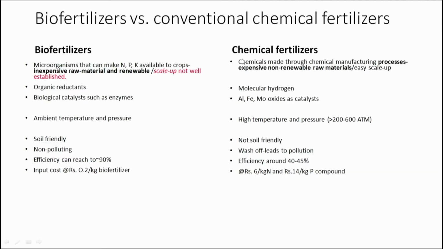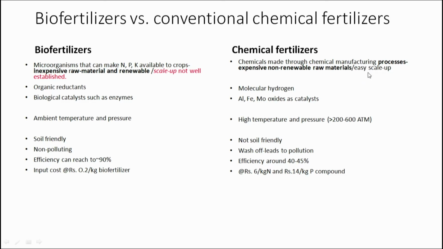The first point is, what are chemical fertilizers? These are chemicals made through chemical manufacturing processes, and they start out with very expensive non-renewable raw material. So, it could be petroleum derived products, etc. Number two, they are going to be very expensive. However, the advantage here is that since chemical processes have been developed over the last many decades, if you want to scale up such a process, usually there is very easy scale up.